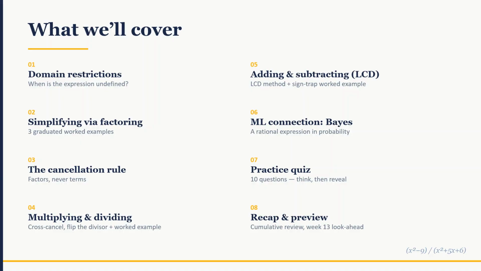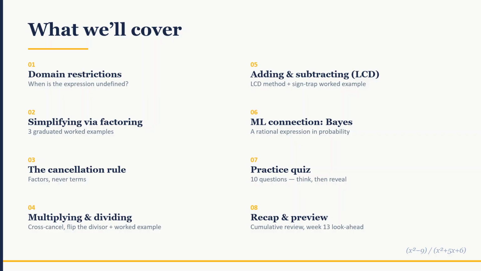A rational expression is a fraction whose numerator and denominator are polynomials. Like fractions of numbers, they simplify by canceling common factors, never common terms. That single discipline is the most important habit this week.